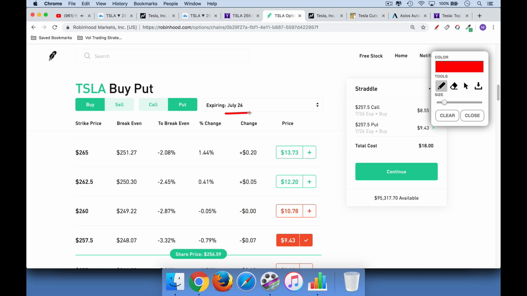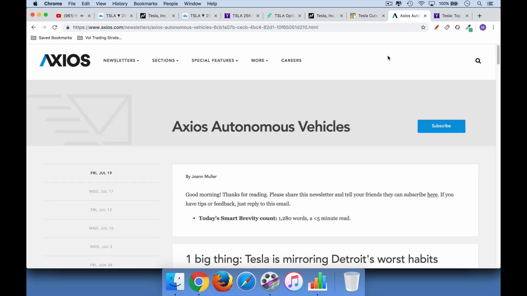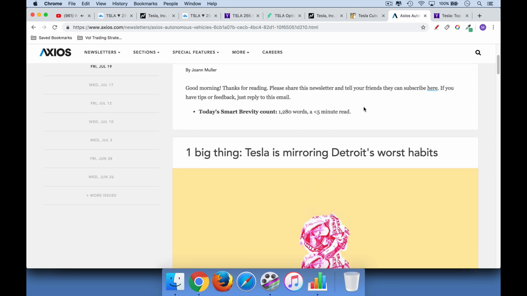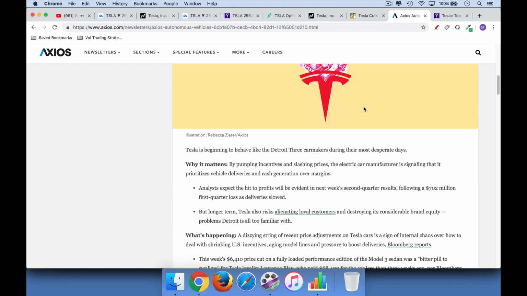I wouldn't be surprised if the move is to the downside and it's much bigger than expected. I continue to worry about Tesla's pricing strategy. There have been some good articles that came out recently, one from Axios last Friday, talking about how Tesla is mirroring Detroit's worst habits in terms of having to rely a lot on pumping incentives, slashing prices, and really signaling to the market that it cares much more about deliveries and trying to prove that there's demand.